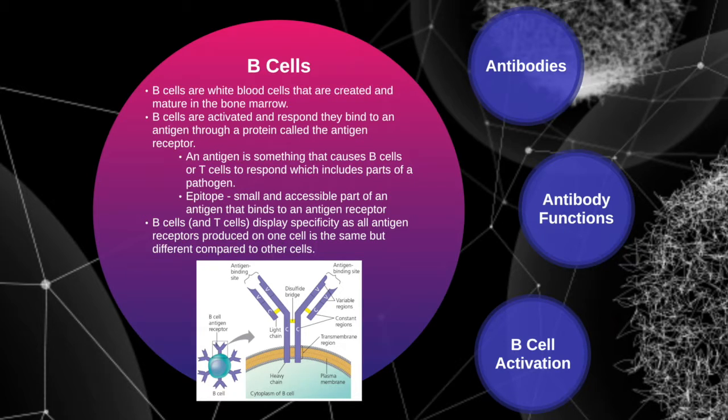Now, the B cells and T cells display specificity in the sense that all the antigen receptors on one cell are completely different and unique when you compare them to those antigen receptors on another cell. In other words, each cell responds to a different antigen. Now if we look at this diagram, we can see a B cell right here, and if we zoom in on the antigen receptor, we can see that it consists of light chains and heavy chains, and they are combined by disulfide bridges, and they have two antigen binding sites.